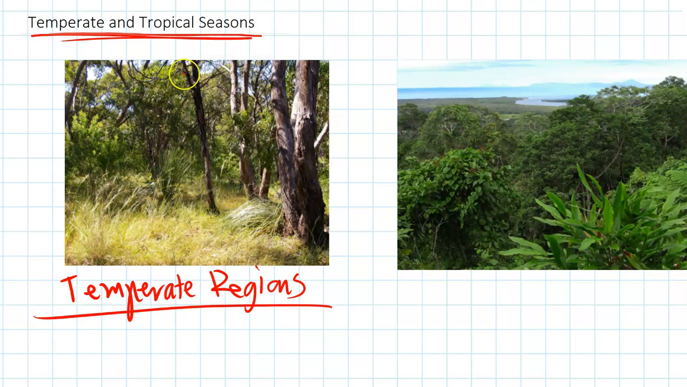So temperate regions tend to look like this if you go to the ecosystem. There's lots of grasses, there's shrubs, lots of trees in woodlands, but sometimes there's open grassland with not many trees as well.